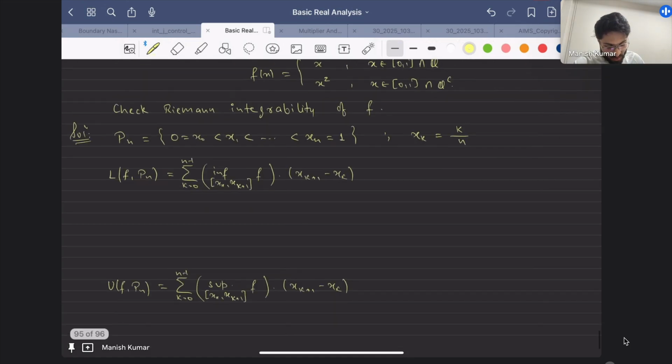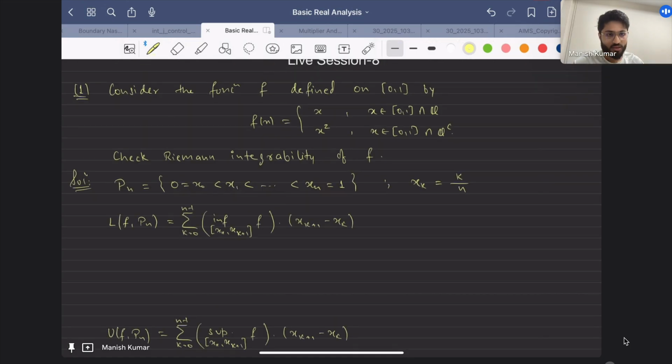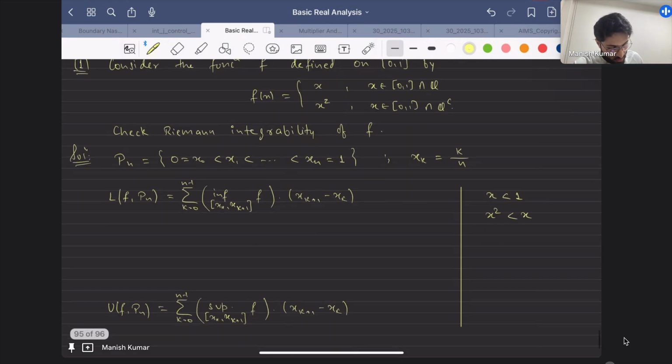Now the function is of this kind. At each rational point it takes the value x, and at irrational points it takes the value x squared. Before going to the infimum and supremum, let us look at this property: when x is less than 1, the power of x is less than x. So if we talk about this interval [x_k, x_{k+1}], the supremum is always going to be achieved by the value at the end point.